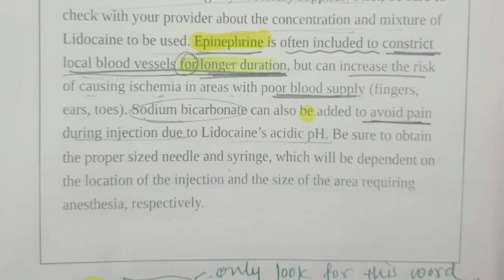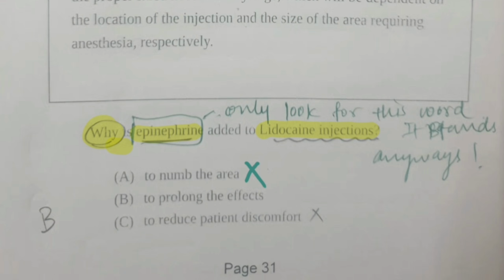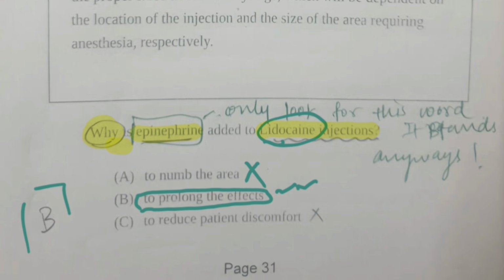Okay, used to constrict local blood vessels for longer duration. So when it says to constrict local blood vessels for longer duration, the drug that's injected, that's lidocaine, can exert its effects for a longer duration of time. So it is indirectly saying that. Sometimes you also have to infer what the text is saying to you. Okay, so the answer is B.